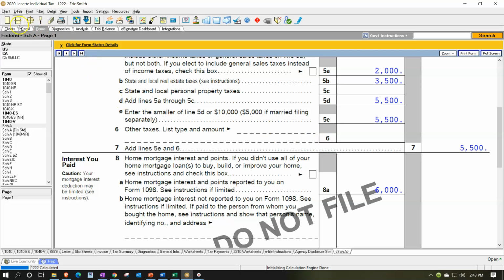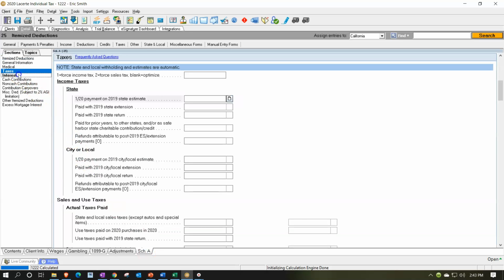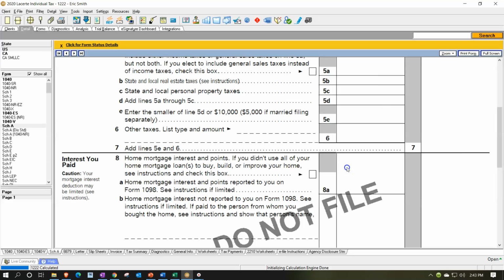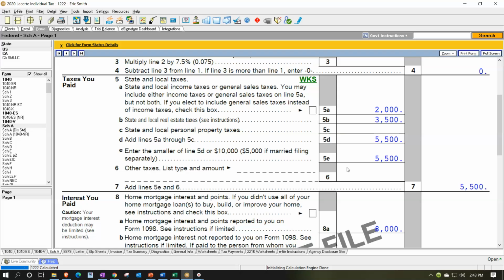Let's bring us over. I'm going to go back to Schedule A. I'm going to go back to the interest, and let's make it 8,000 on the interest. So that'll bring us over to be itemizing. So now we're going to be itemizing here, 13.5. Okay, so that looks good.